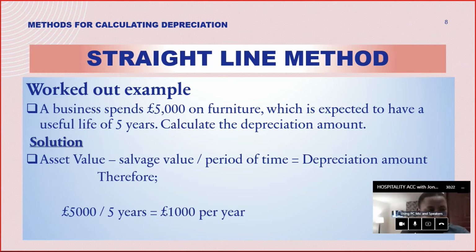If a business spends 5,000 euros on furniture, which is expected to have a useful life of 5 years, this is how we are going to calculate. The formula is asset value minus salvage value, over the period of time. We don't have the salvage value, so we just use asset value over the period of time, which means 5,000 divided by 5 years. You are going to get 1,000 euros per year, and that is how we calculate.